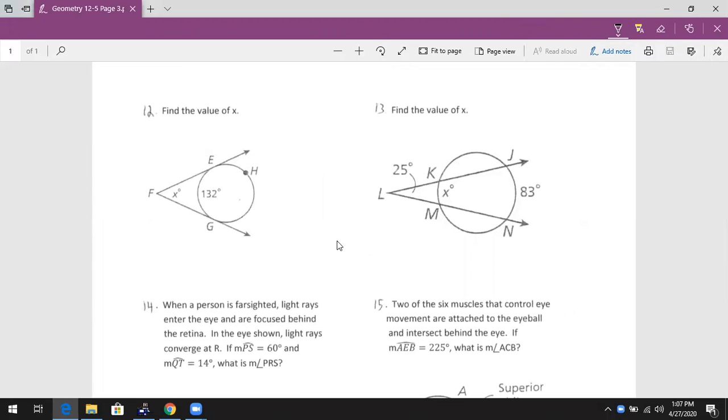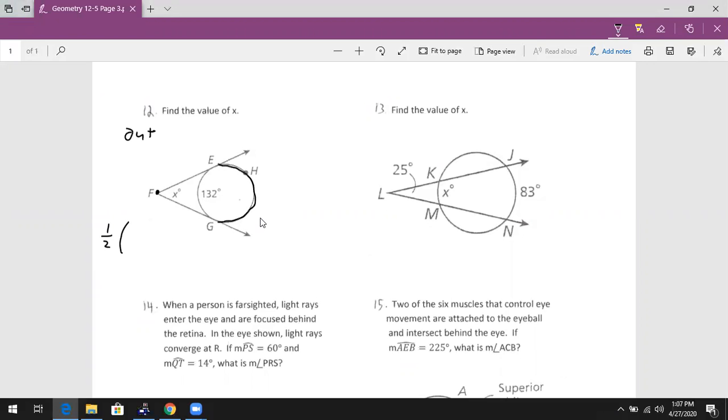12 wants the value of x. Notice we've got two tangents intersecting, but more importantly, the vertex is outside the circle. That means the angle of x should be half the positive difference of the arcs it intersects, big arc minus small.